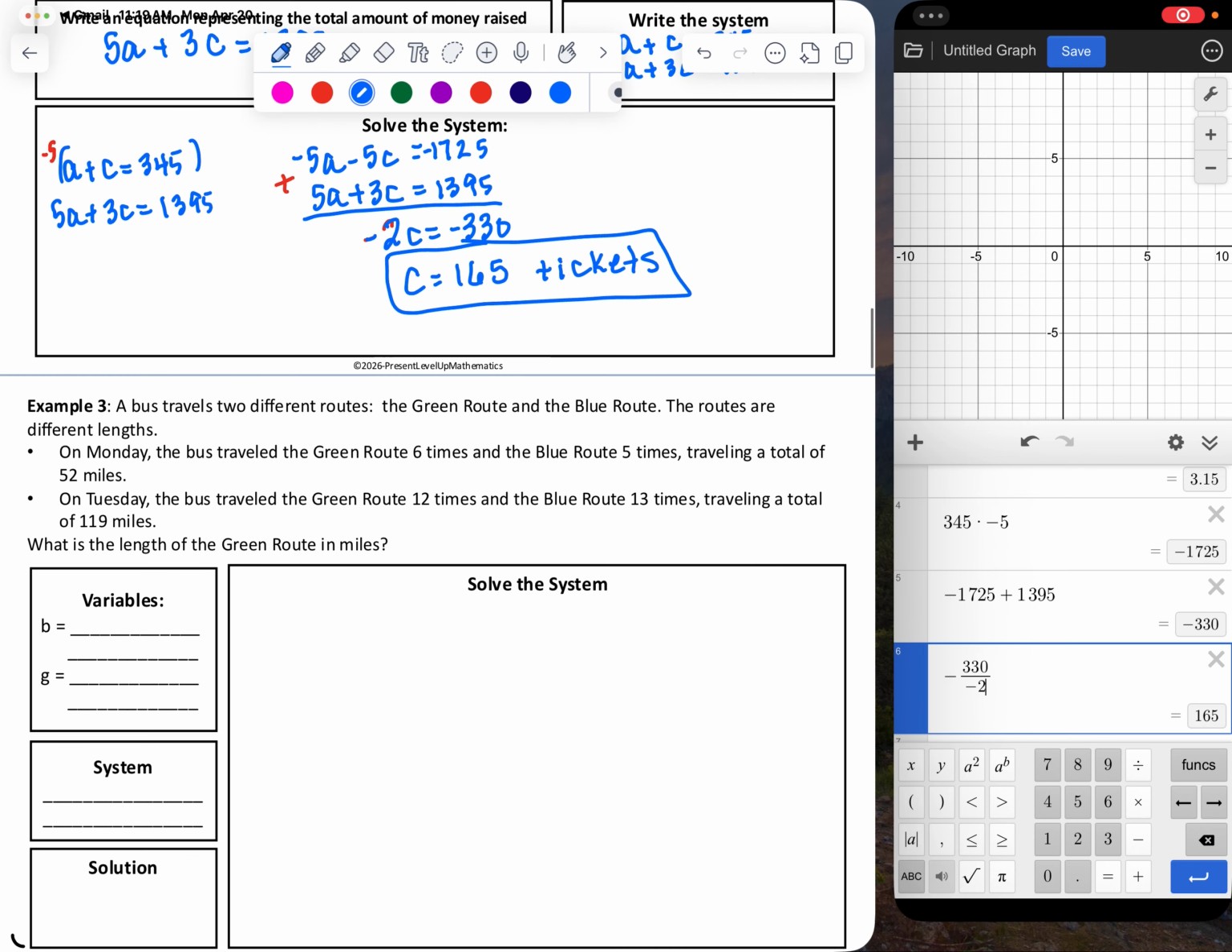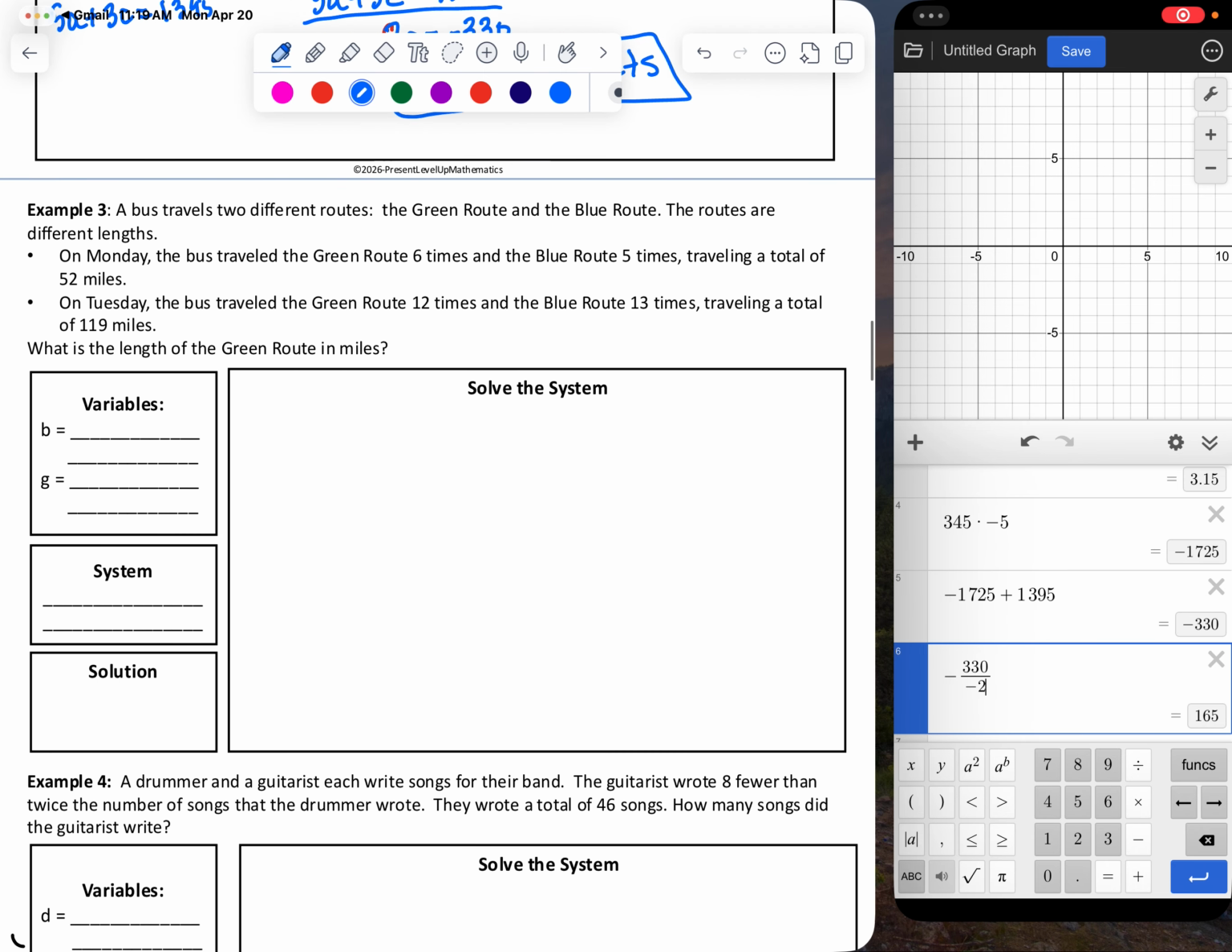All right, example 3. A bus travels two different routes, the green route and the blue route. The routes are different lengths. On Monday, the bus traveled the green route 6 times and the blue route 5 times, traveling a total of 52 miles. On Tuesday, the bus traveled the green route 12 times and the blue route 13 times, traveling a total of 119 miles. What is the length of the green route in miles?